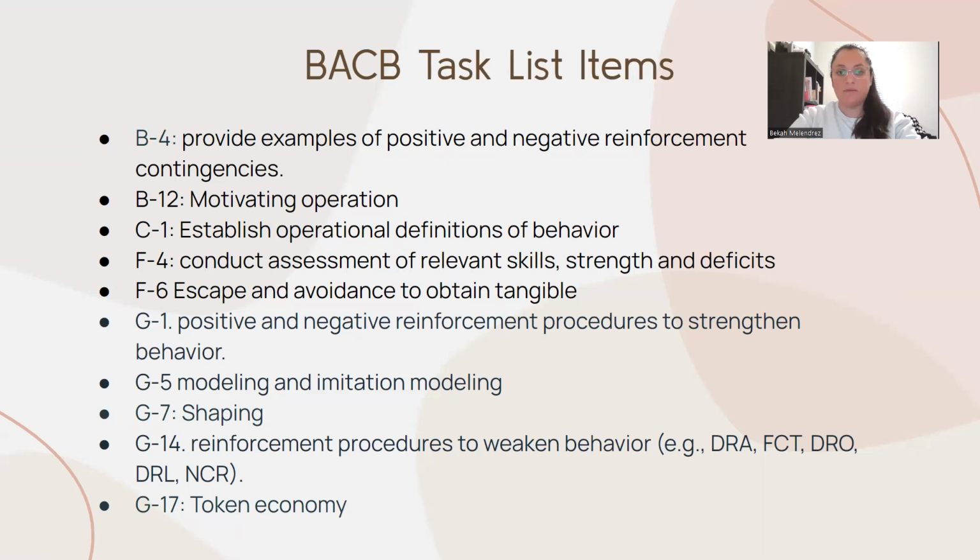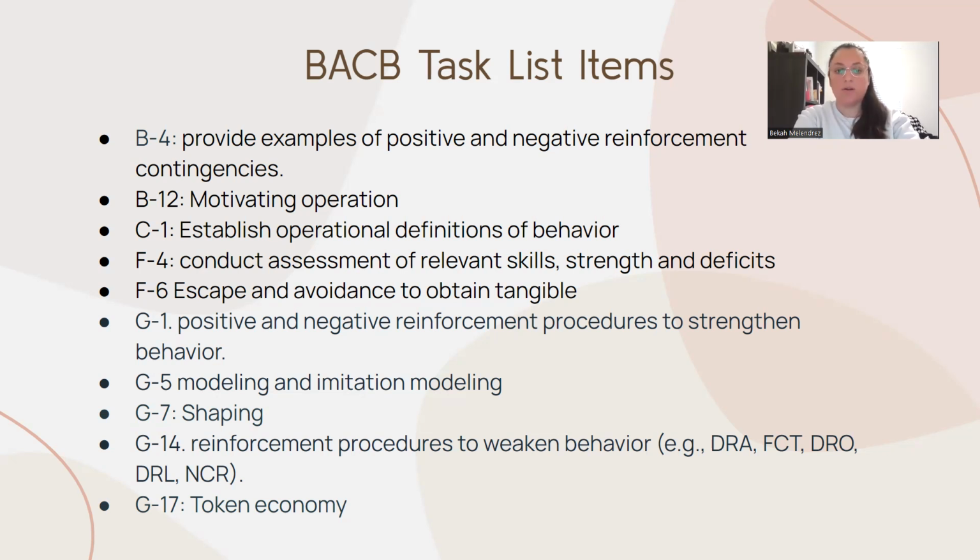F6 was escape and avoidance to obtain tangibles. We realized that was the function of his behavior, so we went about how to manage that. G1, positive and negative reinforcement procedures to strengthen behavior. For him, that just looked like a lot of positive reinforcement every couple of minutes. Through this, we were also able to work on G5, modeling and imitation, showing him what that looked like and what a pro-social way to earn tangibles was.